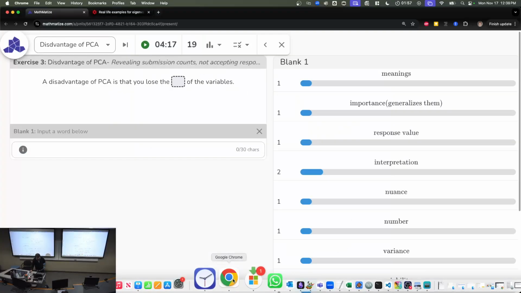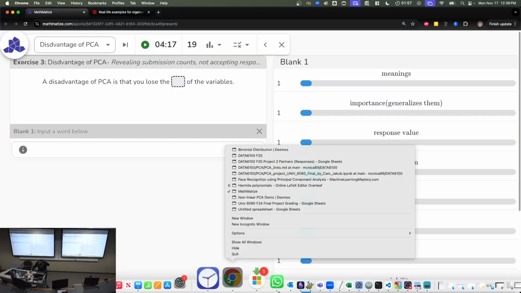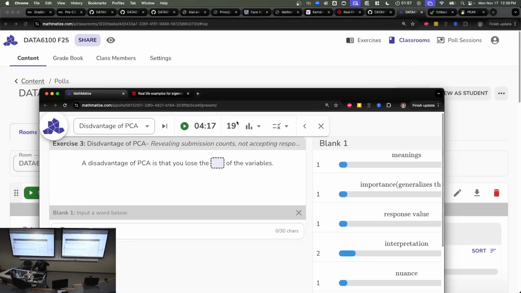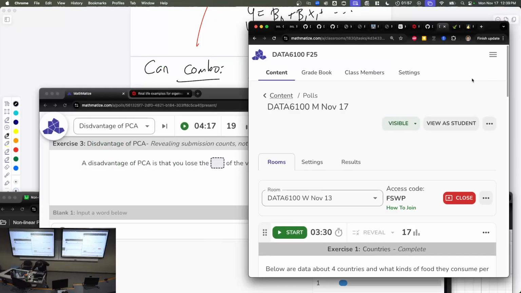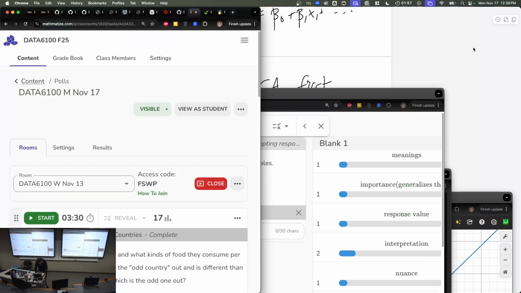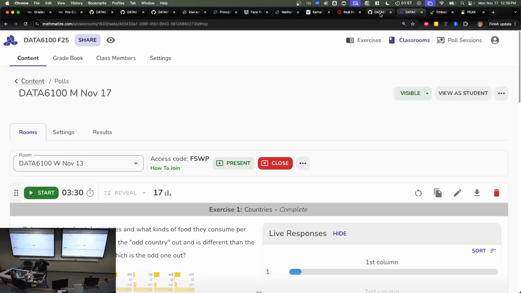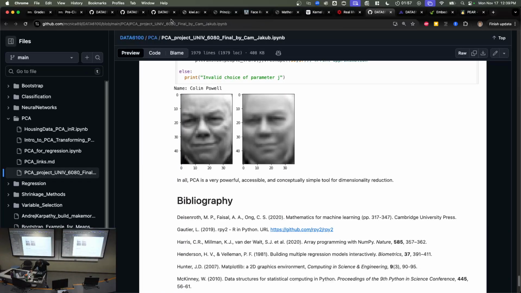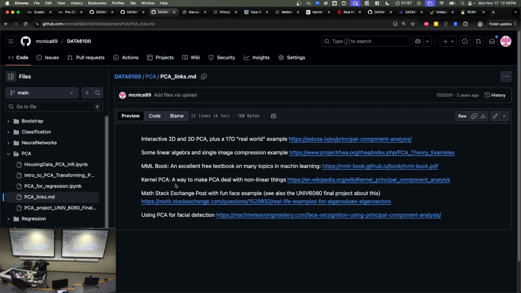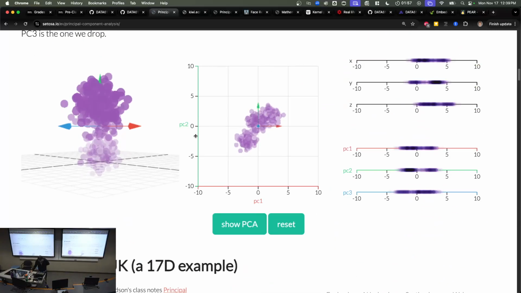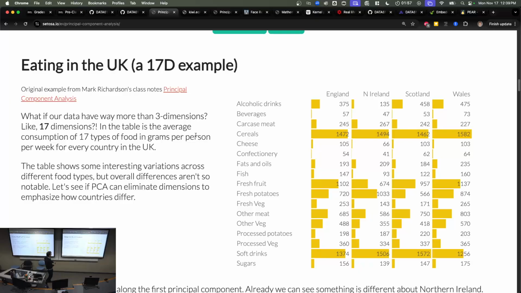A good example is the very first thing we did with the countries. Let's see if I can find the countries once again. Okay, this is the first example. In our original data set, we could say the reason this country is different is because they have less fresh fruit. That was a thing you could say.